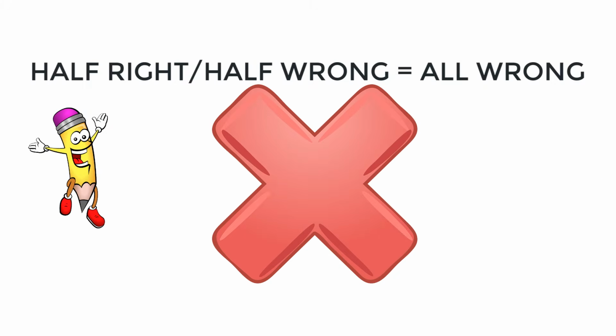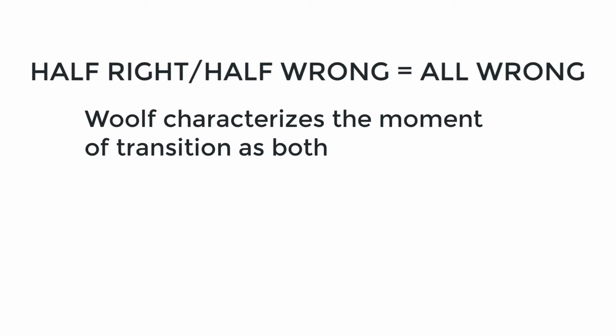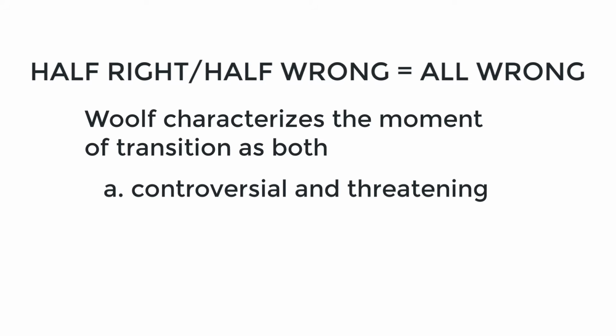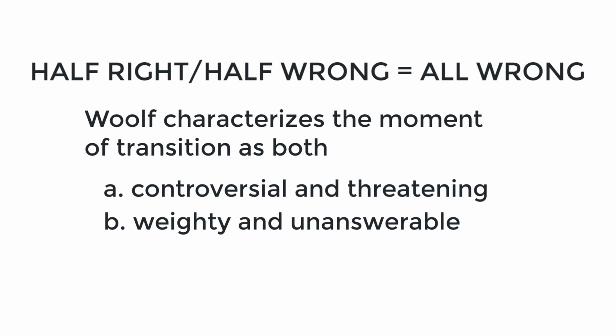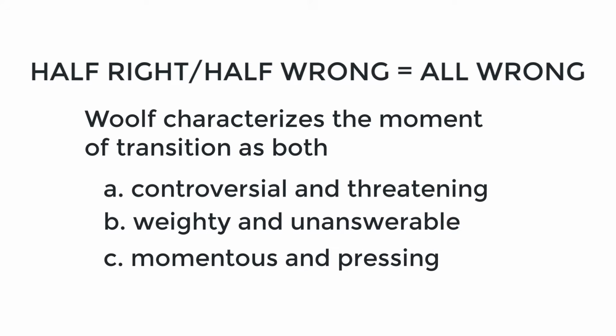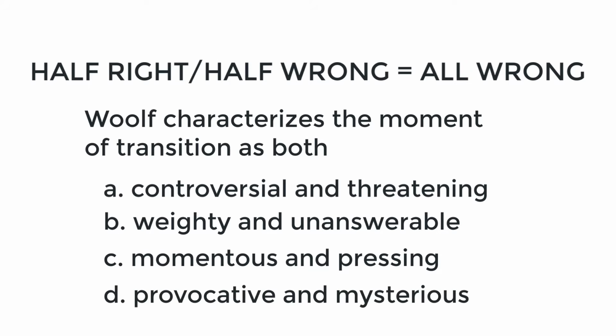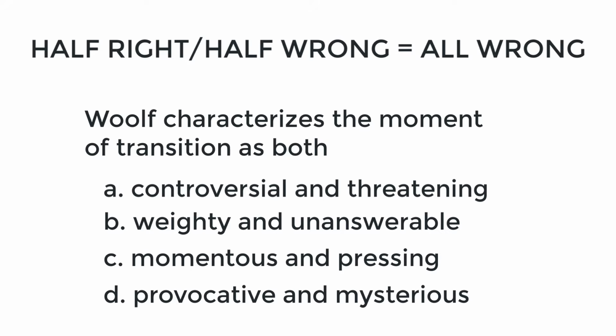Let's look at this example. Wolf characterizes the moment of transition as both A, controversial and threatening, B, weighty and unanswerable, C, momentous and pressing, and D, provocative and mysterious. You will see that for each choice, we have 2 possibilities. If any of the possibilities are incorrect, we strike out the entire choice. So for example, let's say that for letter A, controversial would fit the passage, but threatening would not, so we strike out letter A.